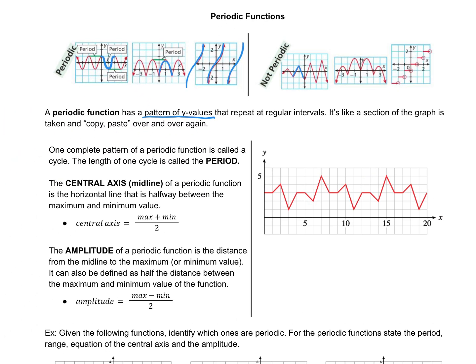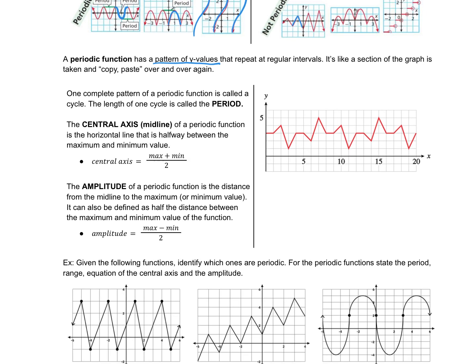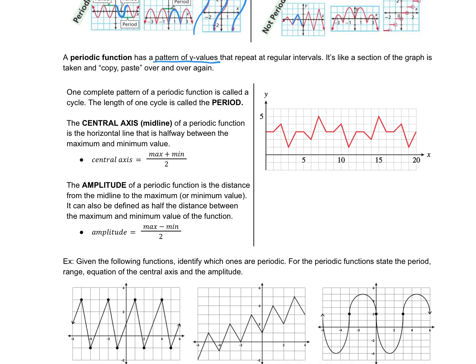Now that we know what a periodic function is, when a function is periodic, there are a few properties associated with it. First of all, the length of one complete pattern is called the period.